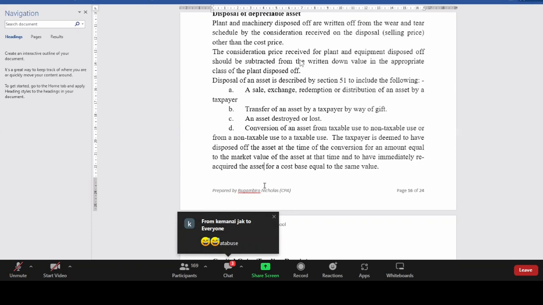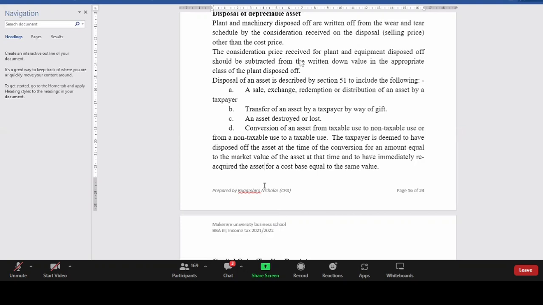An asset destroyed or lost. If a burglary has happened and has destroyed it, or it is lost, or the car has got an accident and it can no longer work, it is deemed to have been disposed of. Conversion of an asset from taxable use to non-taxable use. You use it for purposes where it cannot be taxed. It will also be deemed to have been sold.